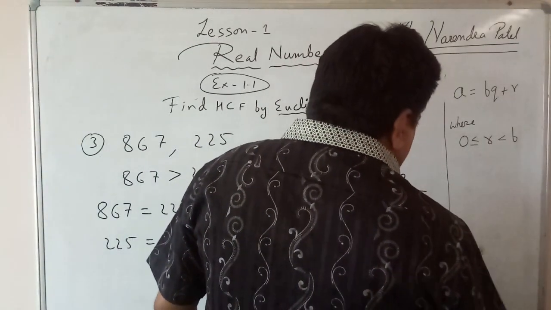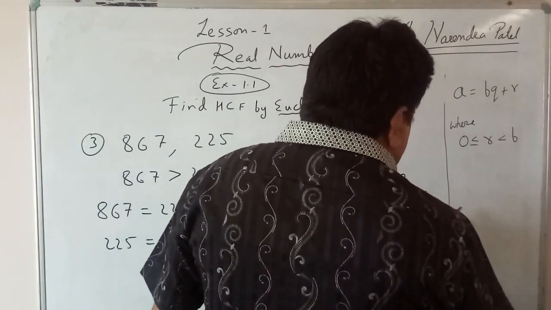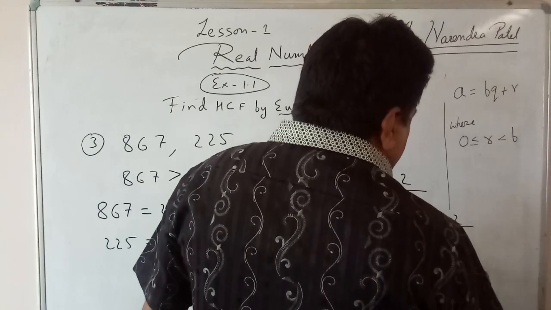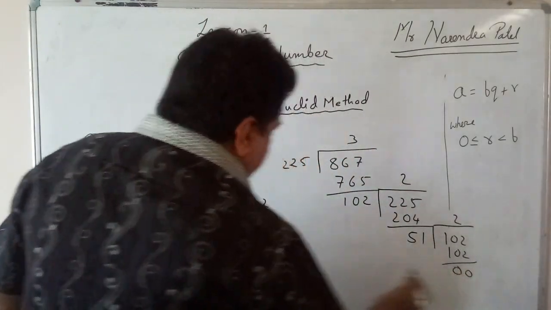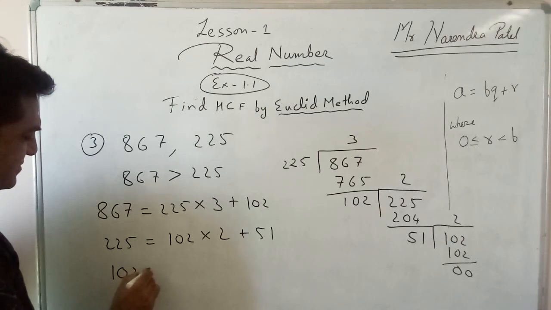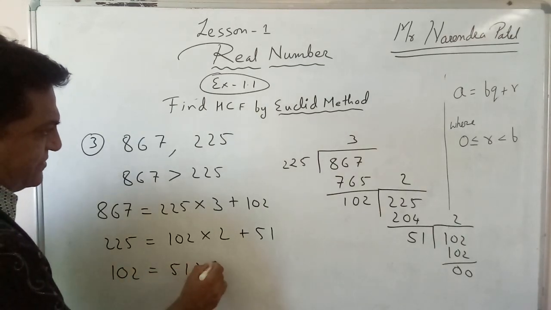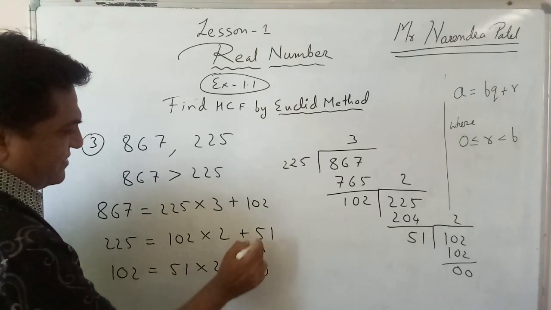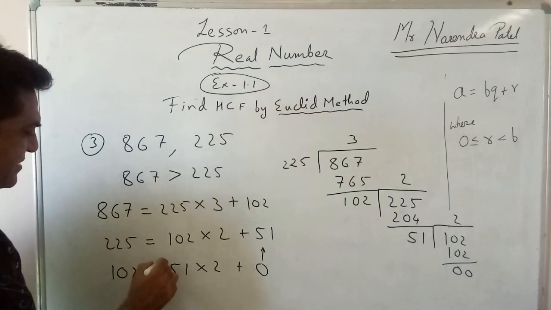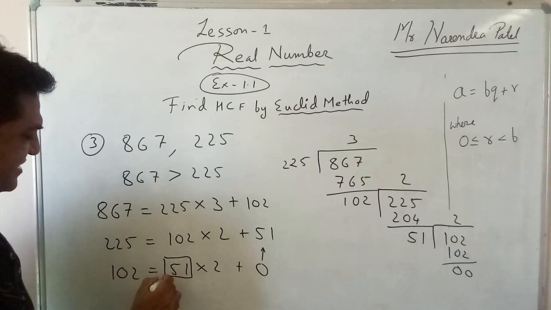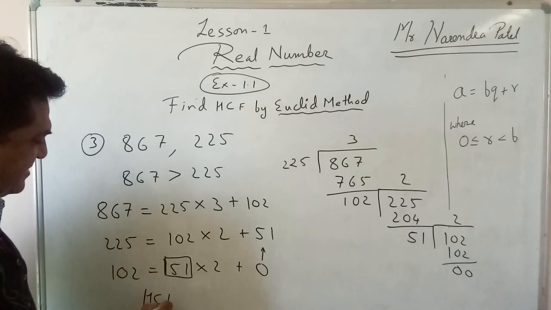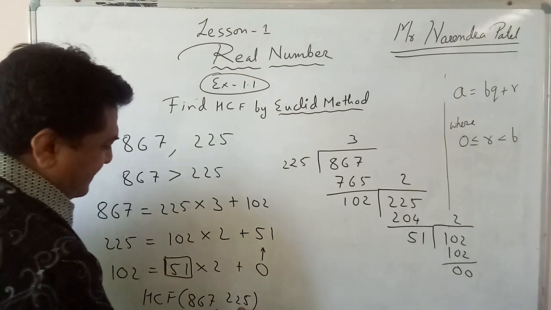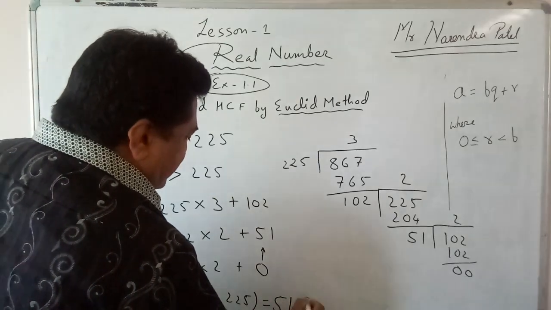Now take 102 here. You have to divide it by 51. 51 2 ja 102. You will get remainder 0. So you have to write in the form of Euclid: 102 is equal to 51 into 2 plus 0. You have got remainder 0. What I told you, when the remainder comes 0, the upper remainder will be your HCF, or you can take B as the HCF. Here HCF of 867 and 225 is 51. This is your answer.